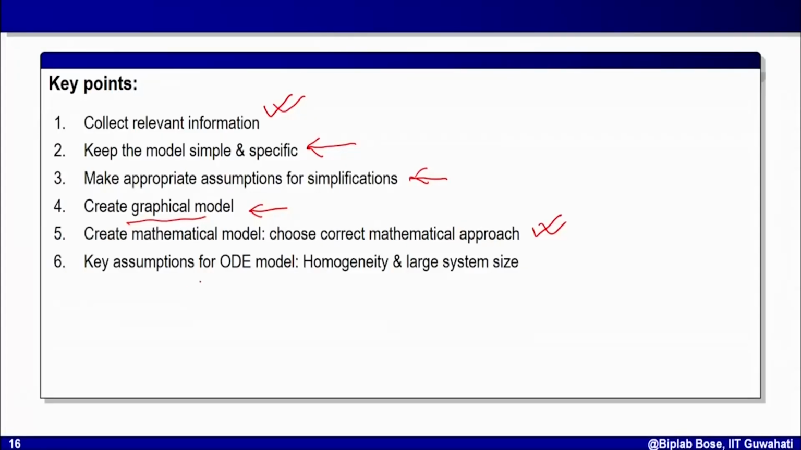Remember, when I have to make an ODE based model, I have certain key assumptions. The first one is that the system is homogeneous, that means well mixed, and the system is very large. That means the number of molecules involved in the reactions is large. If I am modeling a cellular process involving multiple cells, the number of cells will be large. If I am modeling a process of a population of human beings, the number of human beings in that population should be large. So these two key assumptions have to be met, and then only can we use ODE to create ODE based dynamic models.